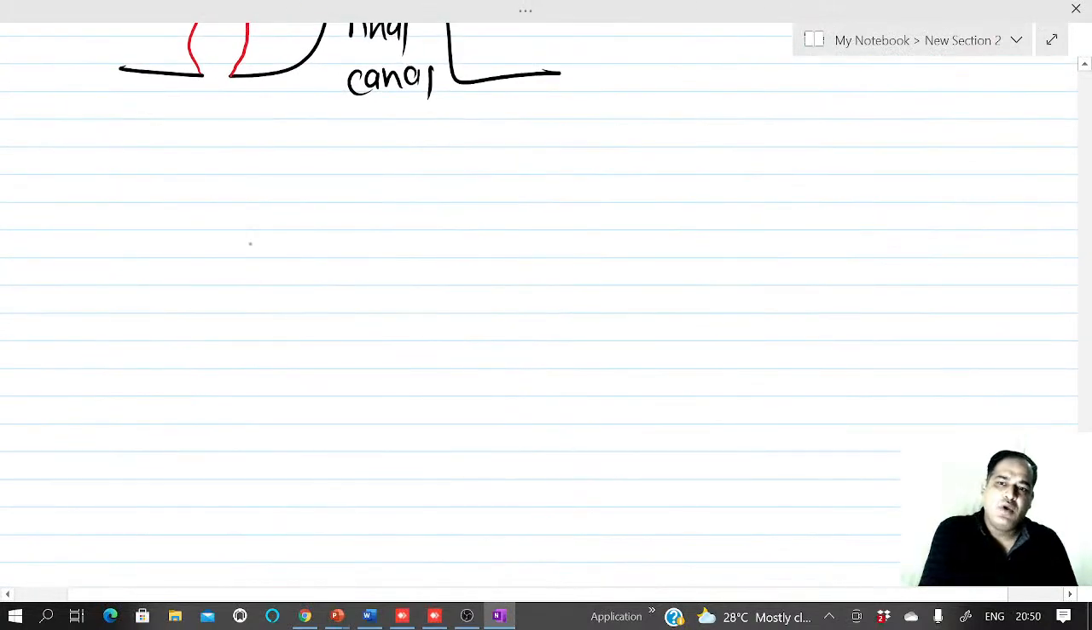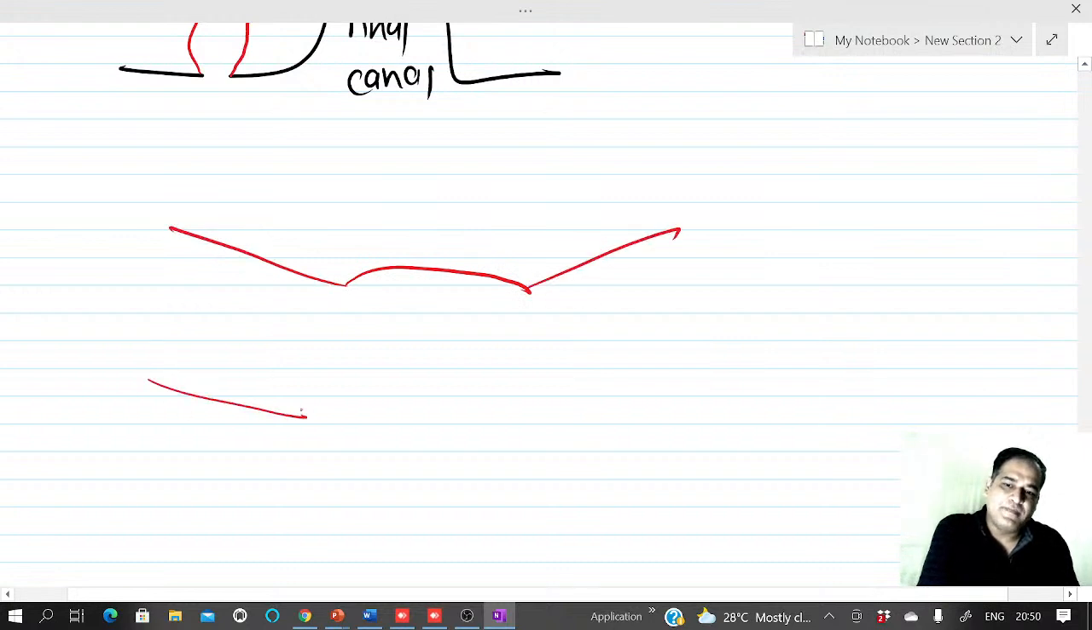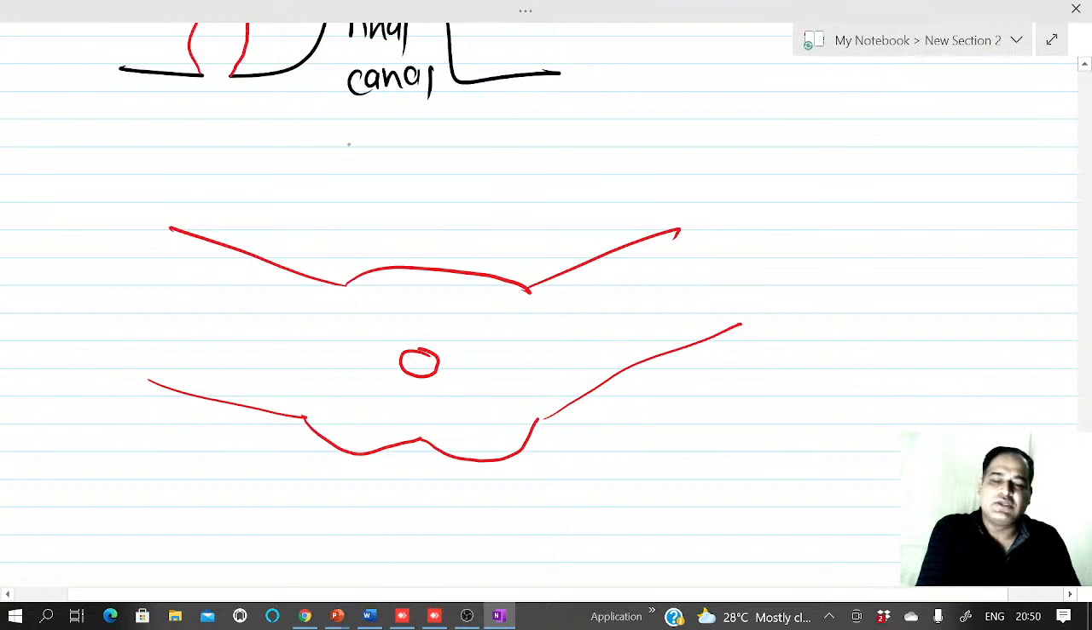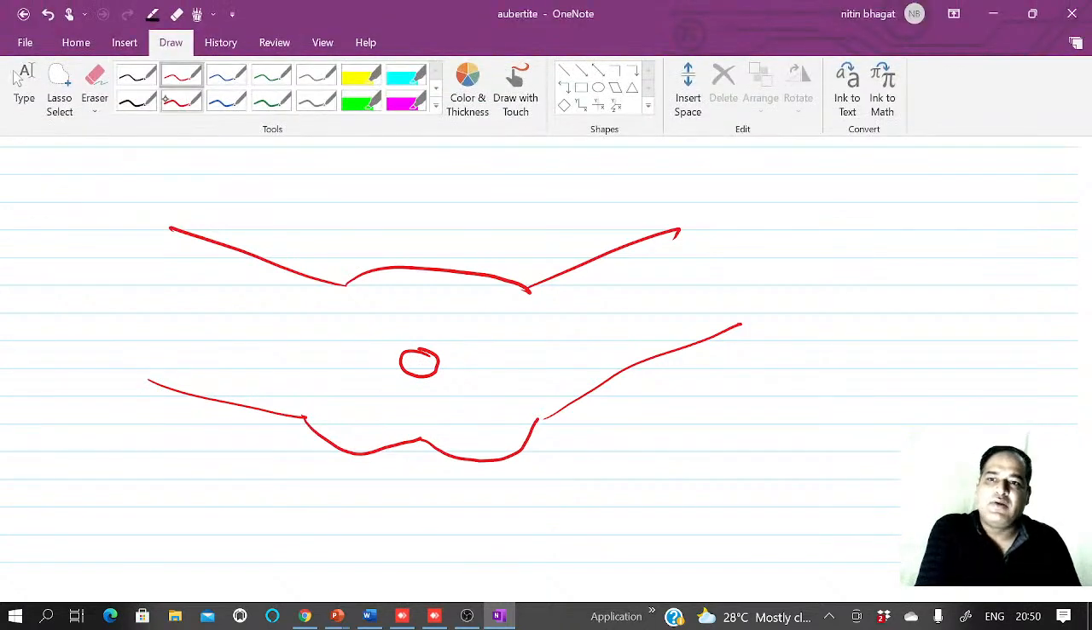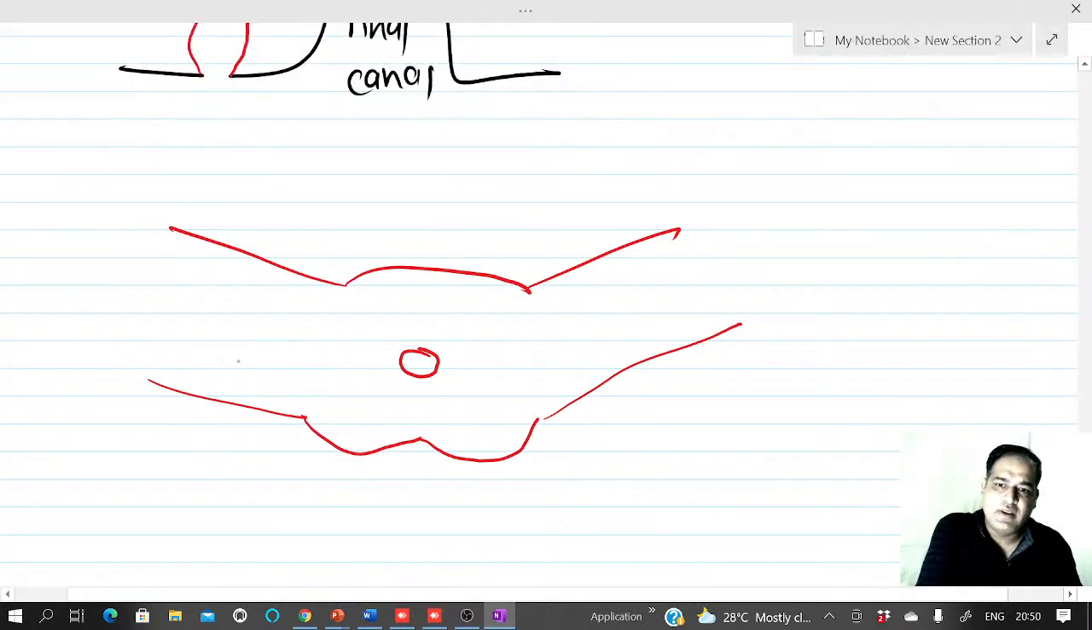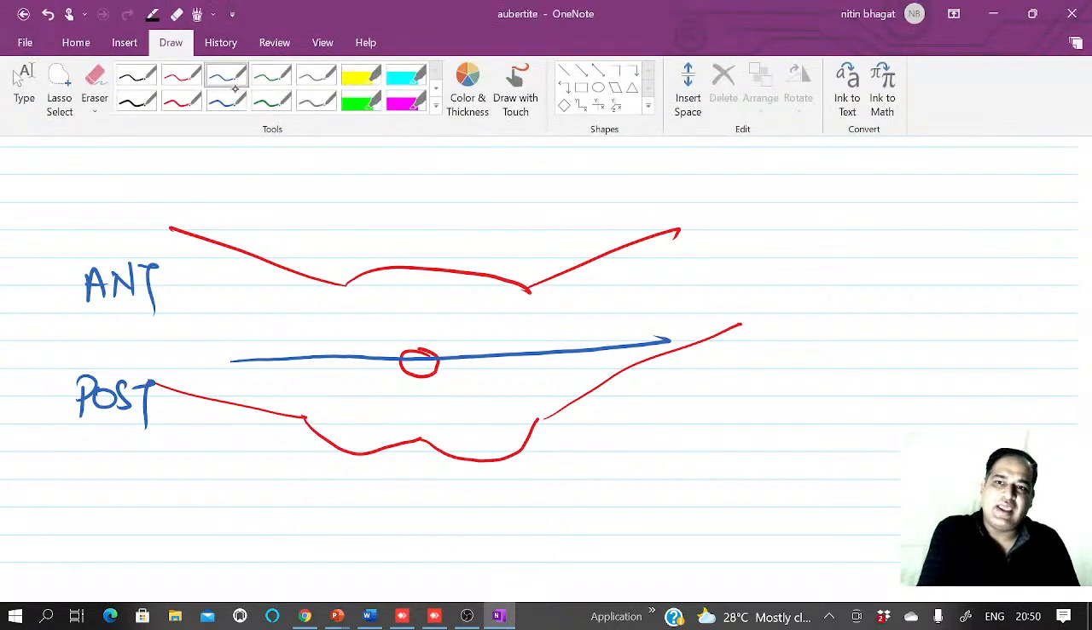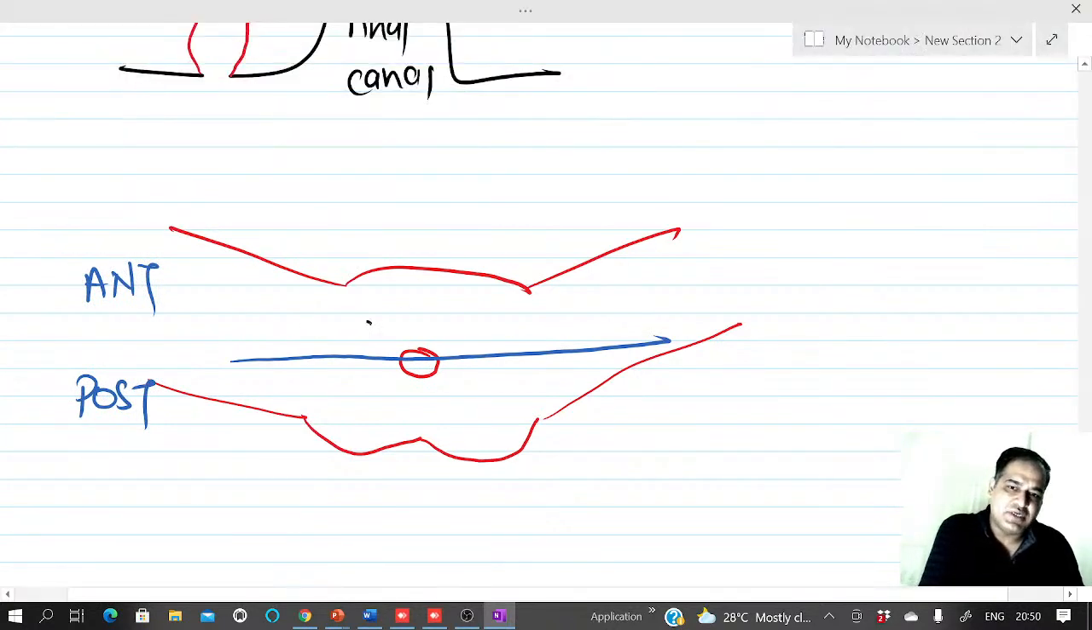Fine. Let me draw this. They ask you about Goodsall's rule. So let's say this is your patient lying in front of you, and you're standing between the legs of your patient. Let's say this is the anus of the patient. Now let's draw a straight line there. Now this is anterior, this is posterior. They say that if the external opening is lying in the anterior plane, the fistulous tract will be straight.